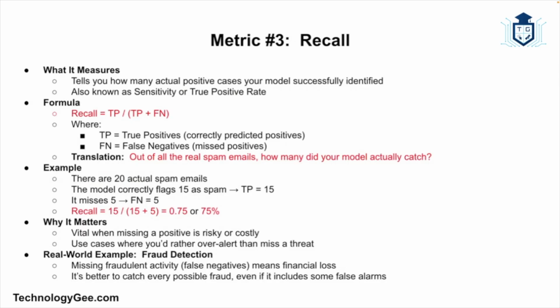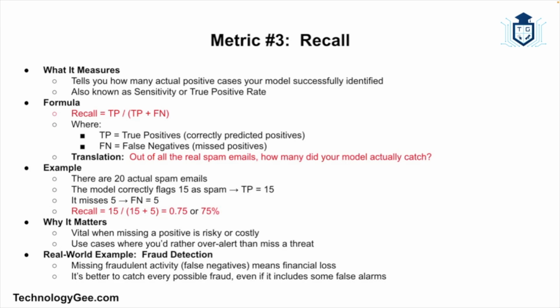Our next metric is called recall. So, exactly what is this? Well, recall, which is also known as sensitivity or true positive rate, tells you how many of the actual positive cases your model caught. Once again, you can see the formula on the screen. To put that in plain English, that basically states: out of all the spam emails that exist, how many did your model find?